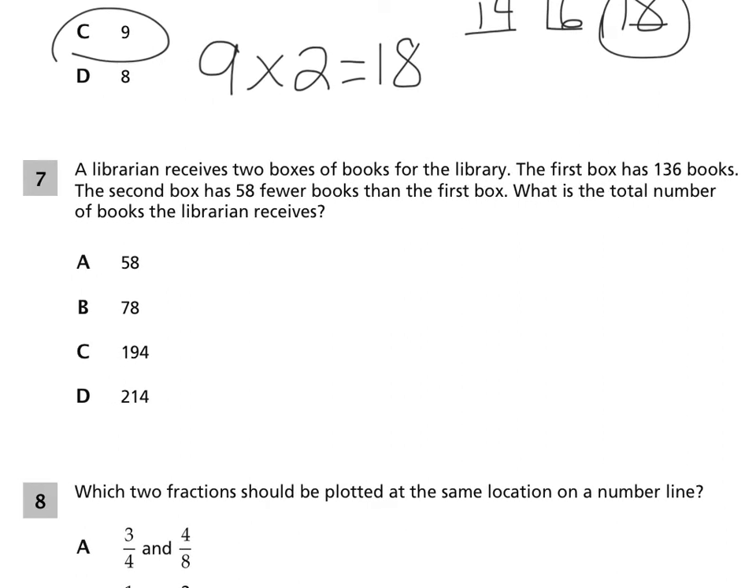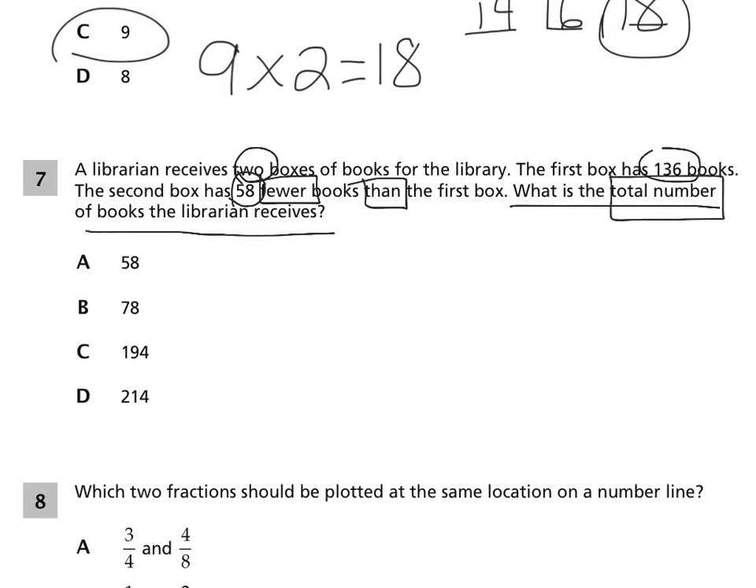Next, the librarian receives 2 boxes of books for the classroom. The first box has 136 books. The second box has 58 fewer, that's an action word, fewer books than the first box. Fewer than honestly goes together. What is the total number of books the librarian receives?